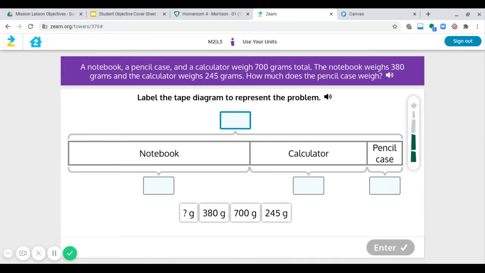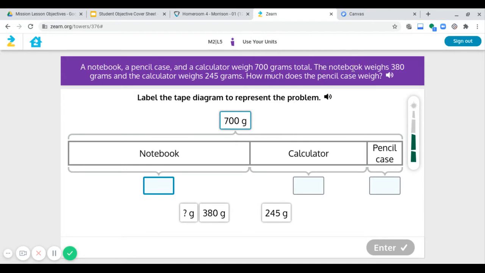It says a notebook, a pencil case, and a calculator weigh 700 grams total. So I hear that word total. That tells me that those three things all together, if I combine them, weigh 700 grams total. Now, when I have a total of something, I know all those three together go up here. That is my total if I add them all up. And that tells me 700 grams. It says so right there in the problem. So I can label that 700 because all three of those together weigh 700 grams.